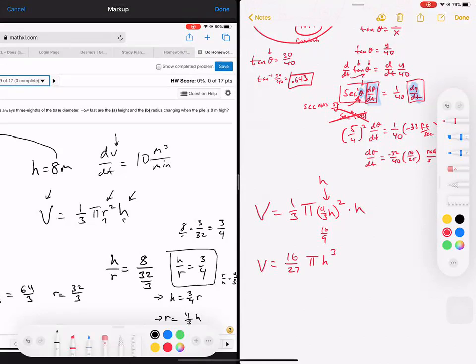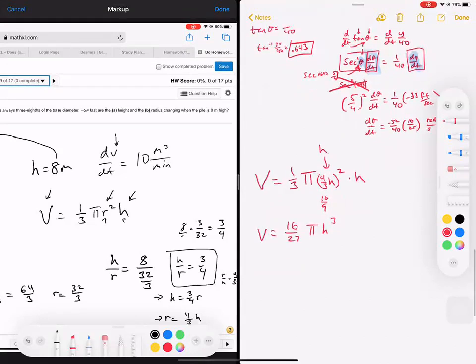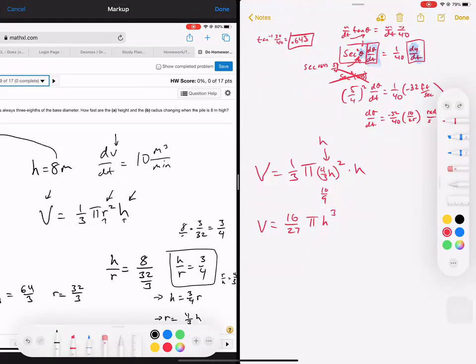4 squared is 16. 3 squared is 9. That's how I got 16 over 9 times 1/3. That gives me the 27 on the bottom. h squared times h is h cubed. Now, folks, I want you guys to take the derivative of this problem now. How hard would it be for you to take the derivative of this problem now?